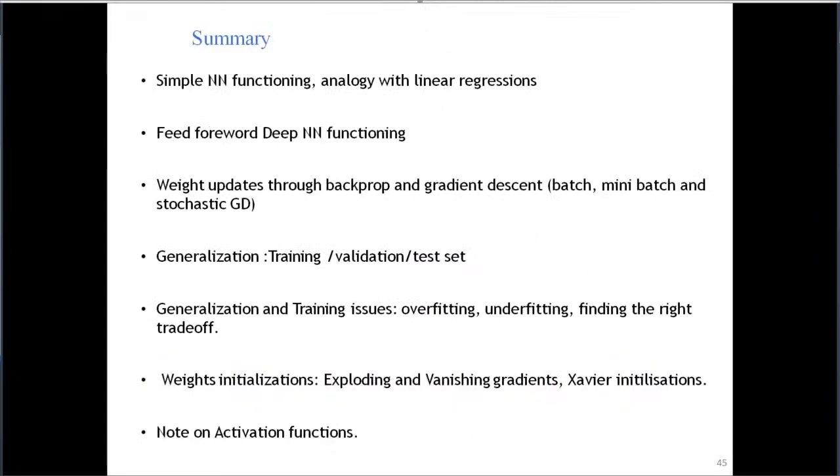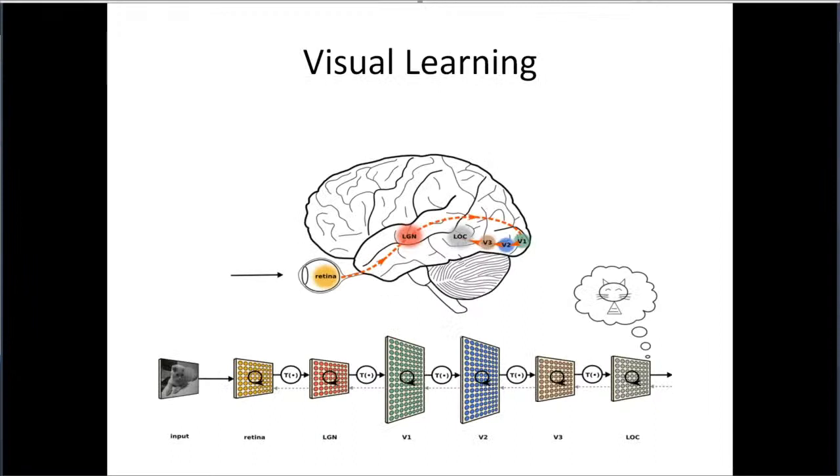Now let us understand this CNN. CNN is convolutional neural network. There are three operations. What is the convolution operation? And there is the pooling operation. After that, you have again convolution, pooling, this kind of operation.